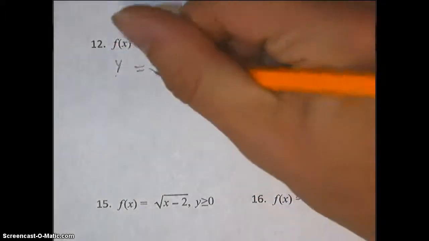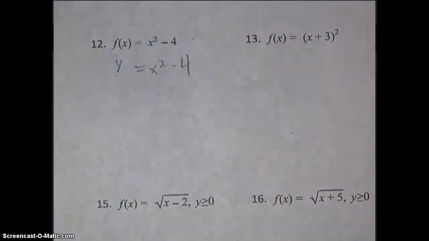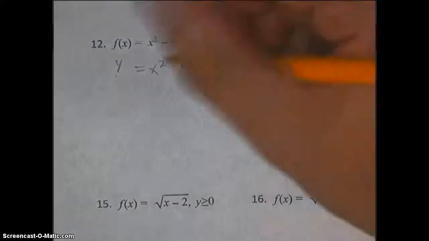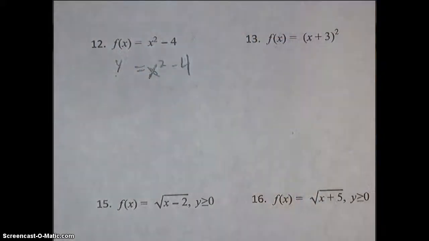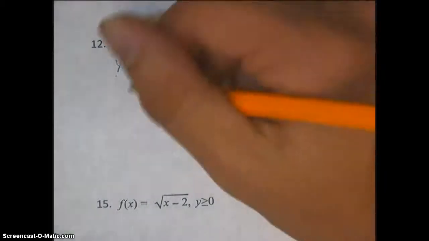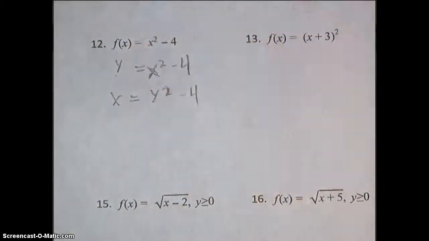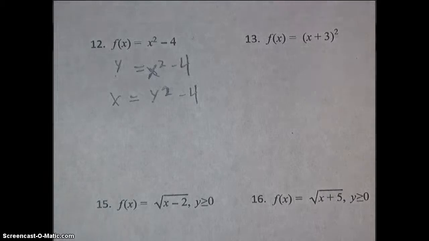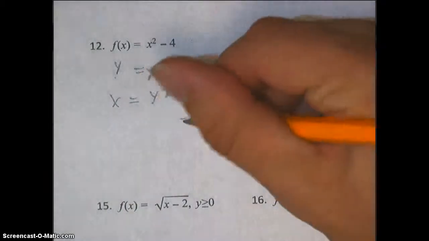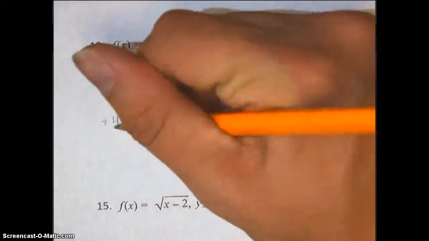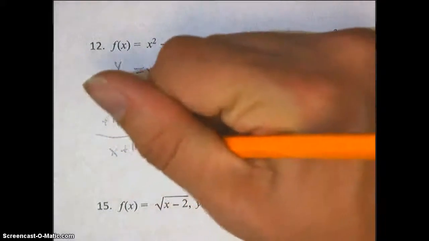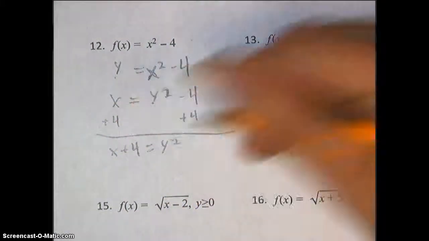On number 12, it's the same thing. y equals x squared minus 4. And we just want to flip the x and the y. So we're going to have x equals y squared minus 4. And we need to solve for y. So add 4 to both sides. x plus 4 equals y squared.